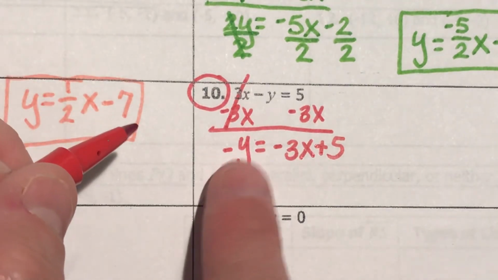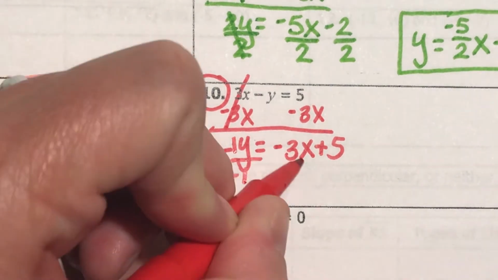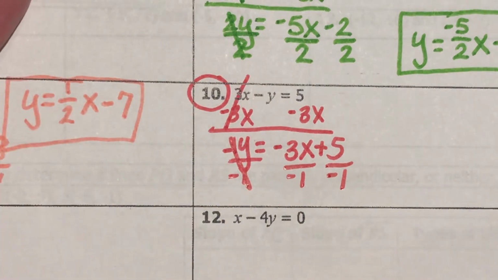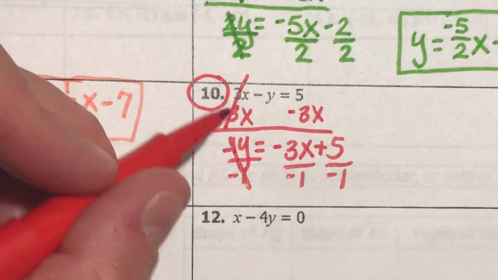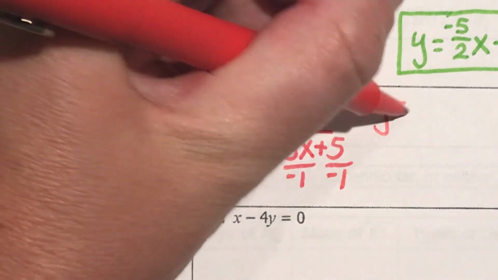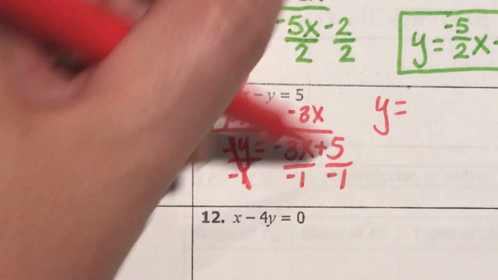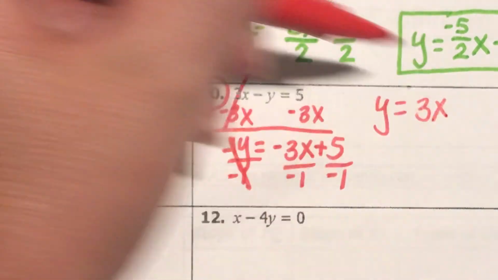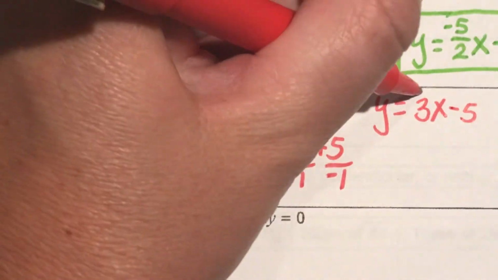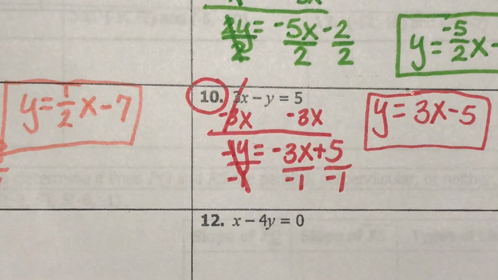Now you can't leave this as negative y. This is like a negative 1, so we're going to divide everything by negative 1. And really when you divide by a negative 1, all that happens is you change the signs on the other side. So we have y equals negative 3 divided by negative 1. A negative divided by a negative is a positive. And then a positive 5 divided by negative 1 is a negative 5. So I hope that helps a little bit.